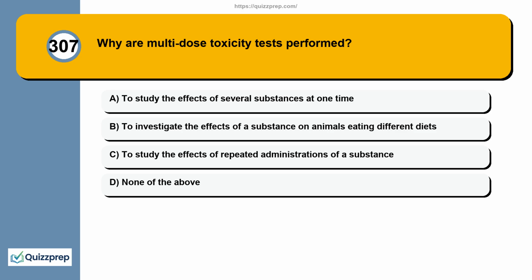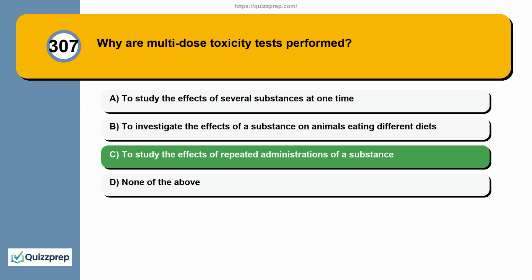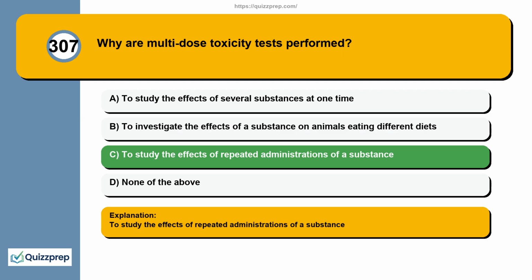Question 307. Why are multidose toxicity tests performed? Option A. To study the effects of several substances at one time. Option B. To investigate the effects of a substance on animals eating different diets. Option C. To study the effects of repeated administrations of a substance. Option D. None of the above. The correct answer is option C. To study the effects of repeated administrations of a substance.